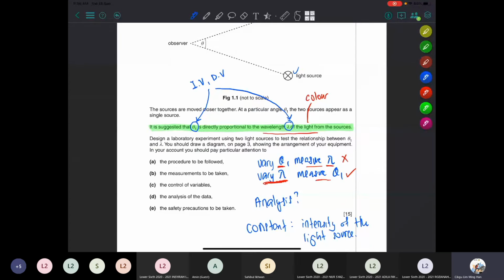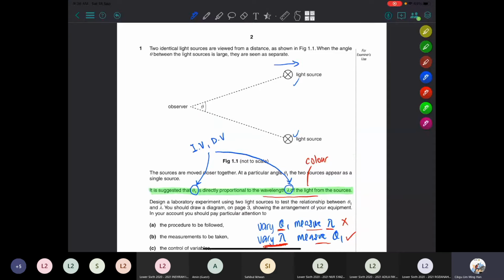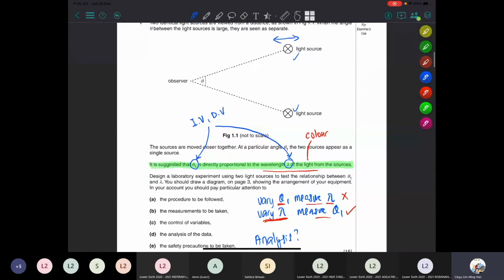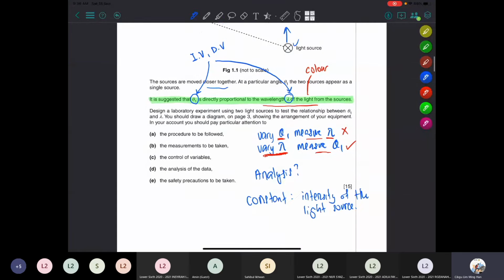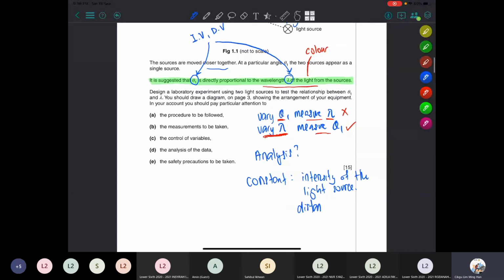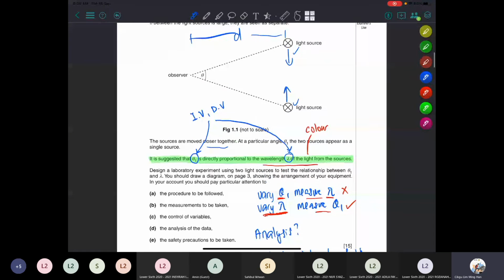We cannot make the distance constant because we are moving. Sorry, it's not moving left and right, it's moving up and down. The sources are moved closer together, so that means it is moving up and down here, closer together. So you can make the distance the same. Another one will be the distance to the light source and the observer. This one you can make constant. So these are the things that you can make constant.